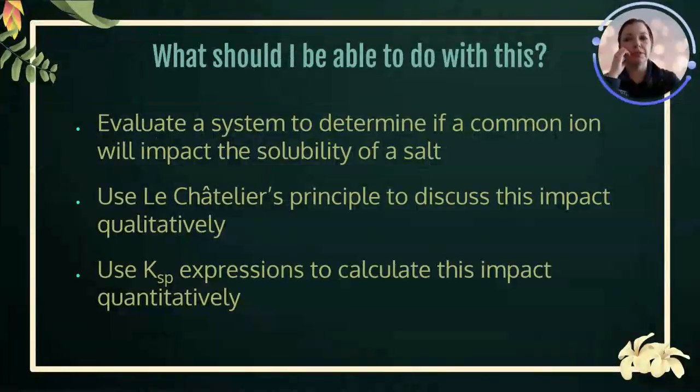So that's it. What should you be able to do with this? You should be able to evaluate a system to determine if a common ion will impact the solubility of a salt. You should be able to use Le Chatelier's principle to discuss this impact qualitatively, just talking about how adding a product will cause a shift back to the reactants, which will cause precipitation. And then you should be able to use KSP expressions like we saw in the sample problem to calculate this impact quantitatively. And that is it for Unit 7.